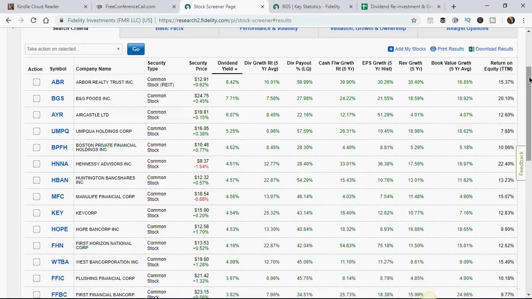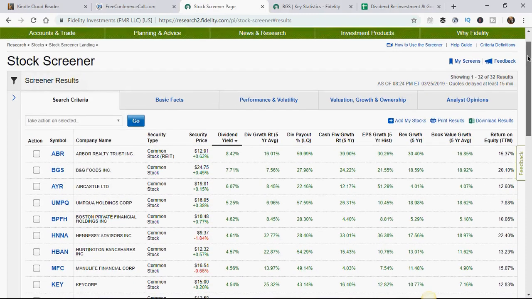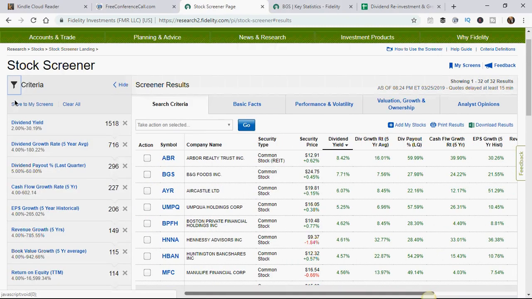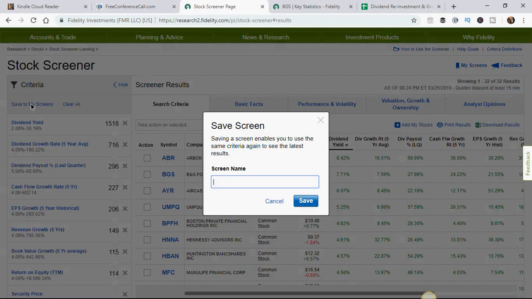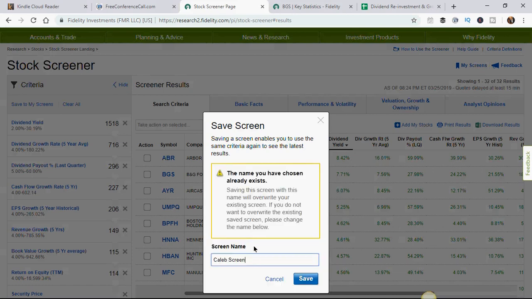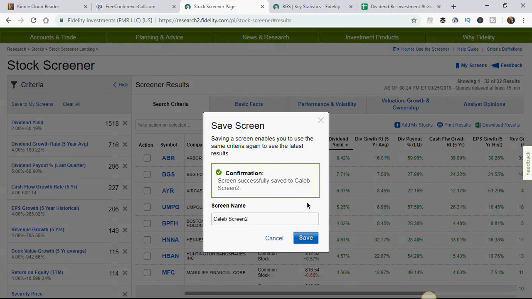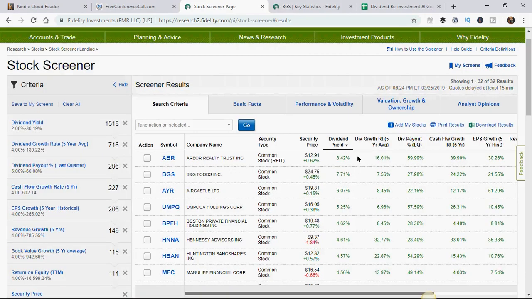Actually, let me save this stock screen. This is going to be Caleb's stock screen. How do I save it? Save to my screen. Oh, did I already do that? I guess save over it. All right.